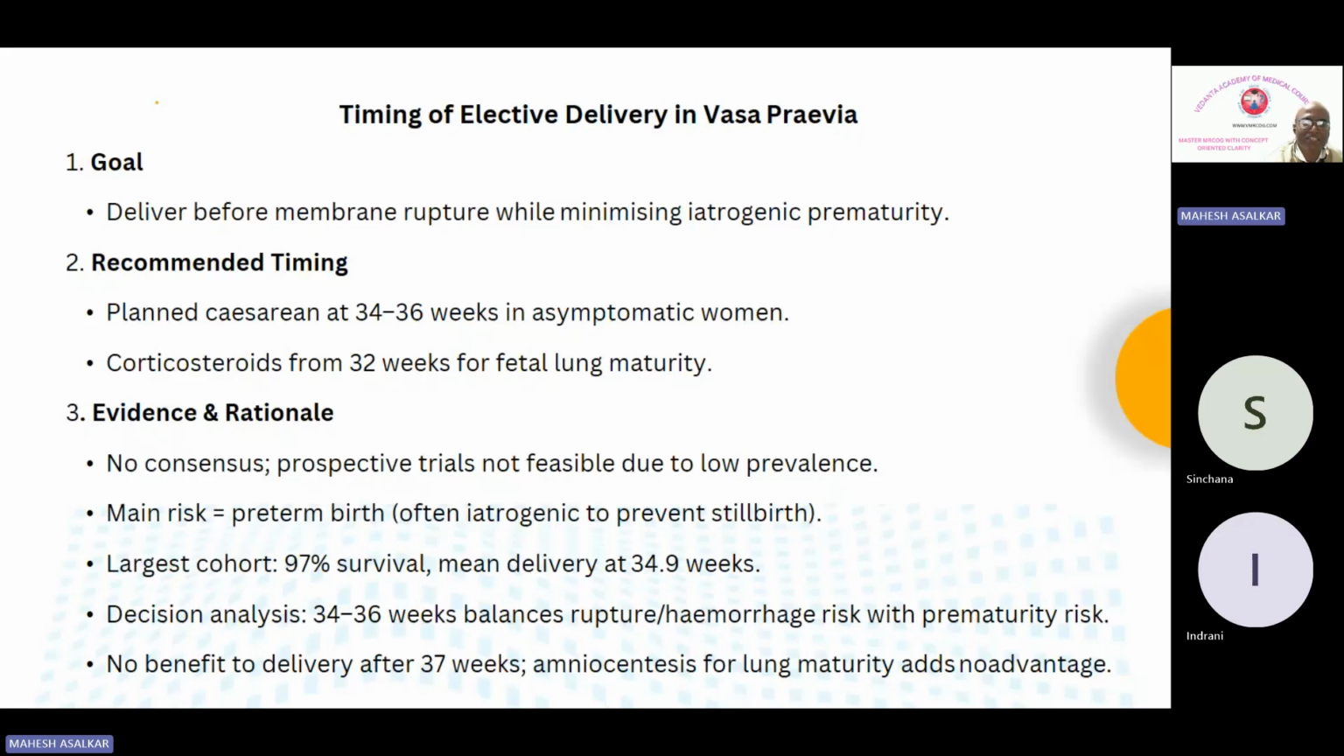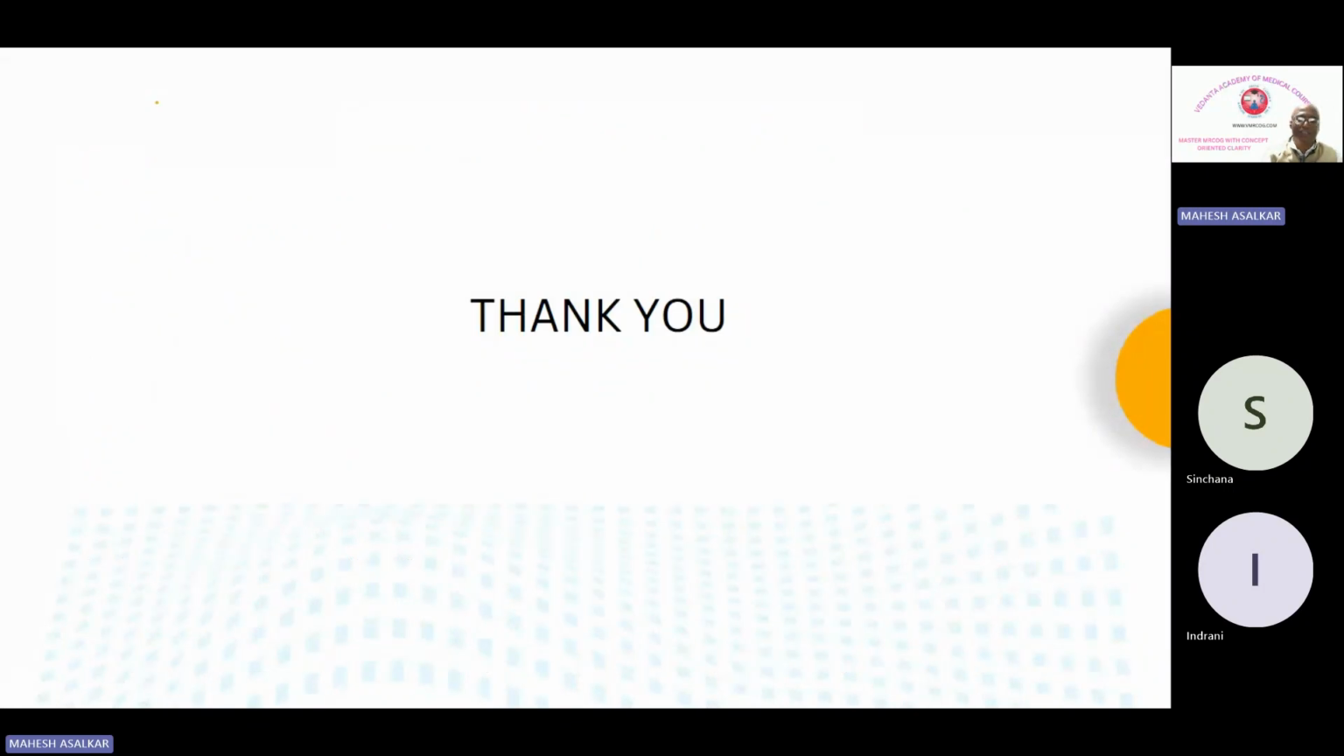Evidence and rationale: the largest cohort showed 97% survival when delivery was around 35 weeks of gestation. You don't have to wait for amniocentesis or anything like that. If you deliver at 34 to 36 weeks, the outcome is good. So that finishes vasa previa.